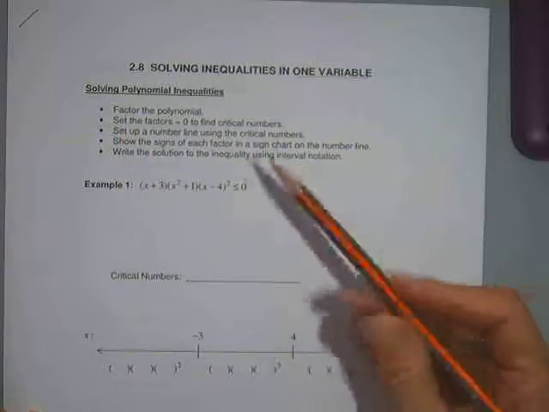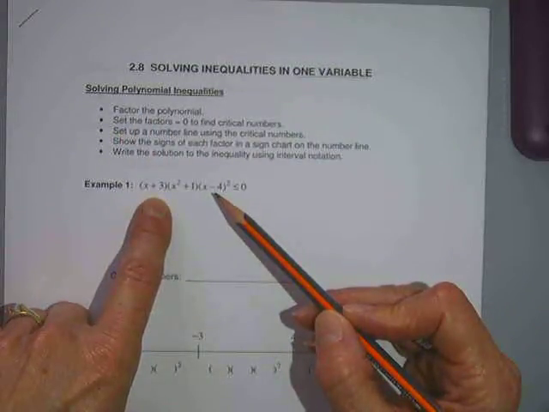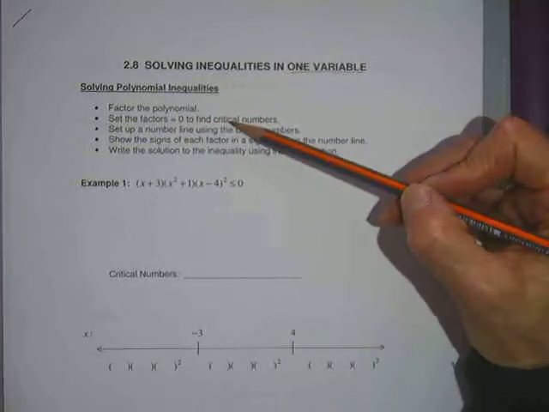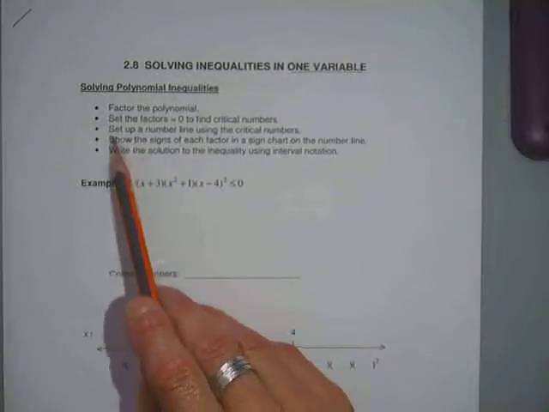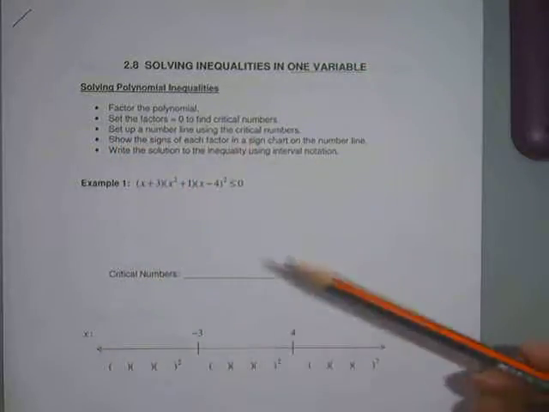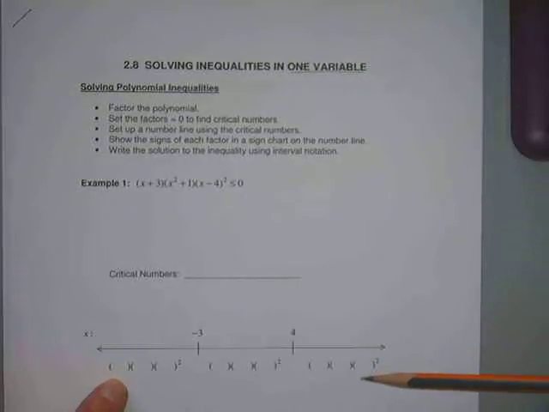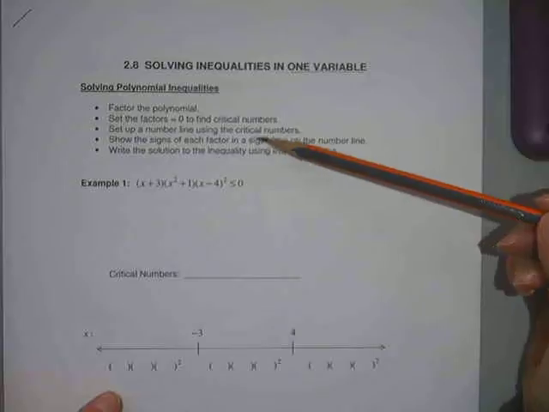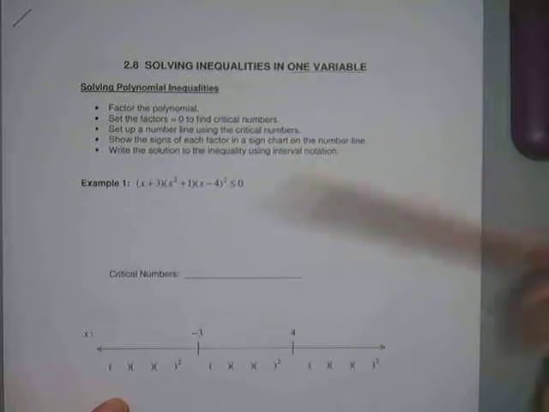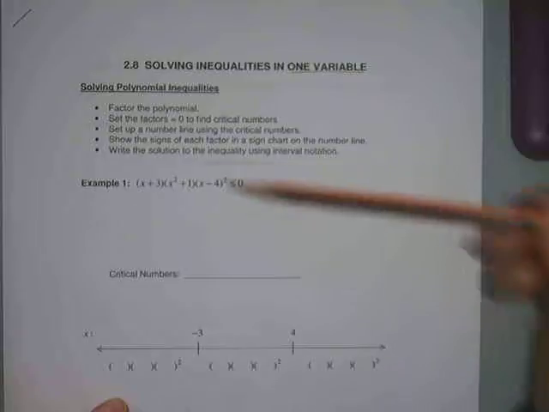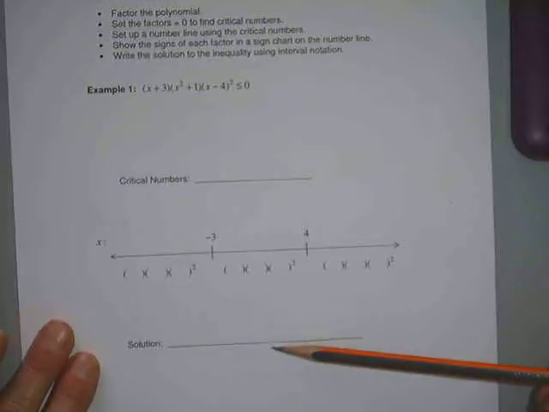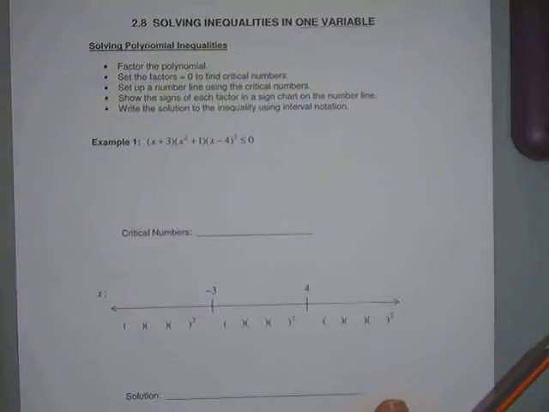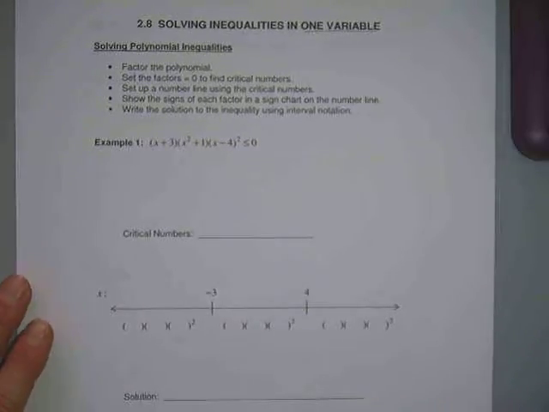First, you want to factor the polynomial. Pretty nice because it's already factored for us. Set the factors equal to 0 to find what we're going to call critical numbers. All right? We're going to set up the number line using the critical numbers. Do that right down here, and I'll get to that. Show the signs of each factor in a sign chart on the number line. That's going to be right down here. We'll go through it. And write the solution to the inequality using interval notation. We're going to put that down here. So, I'll walk you through step by step. Ask questions along the way. If you need me to slow down, please ask me to.